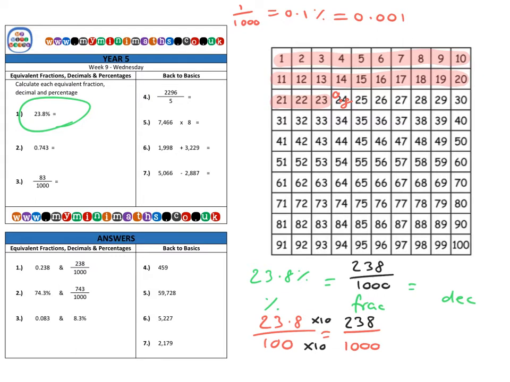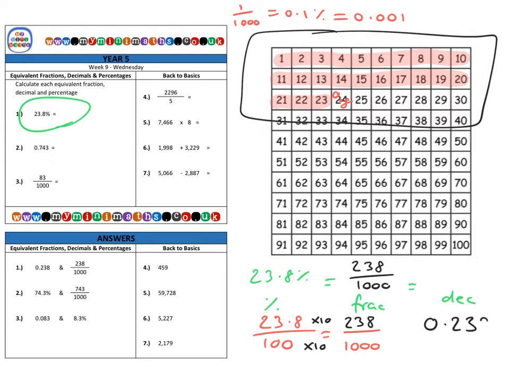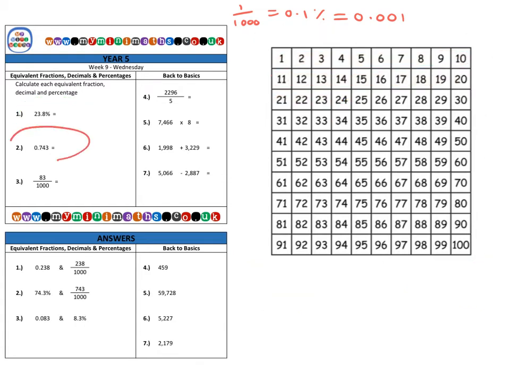Then as a decimal, if we look at our grid again, we can see it's 238 out of the 1,000. So our decimal is quite simply 0.238. And another way of looking at it here, we have 238 thousandths altogether.